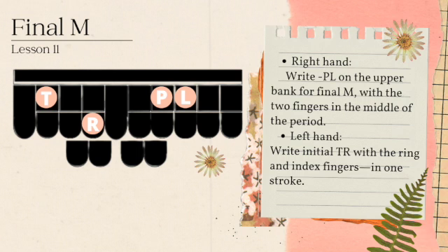That's final M. We also have initial TR. So using your left hand, you write initial TR with the ring and index fingers. That is in one stroke. Okay, so both final M and initial TR are to be depressed in one stroke only or simultaneously.